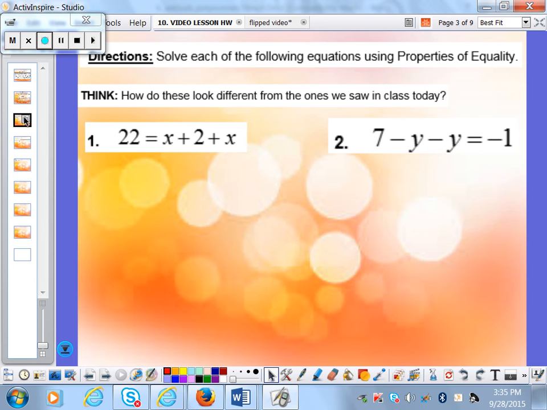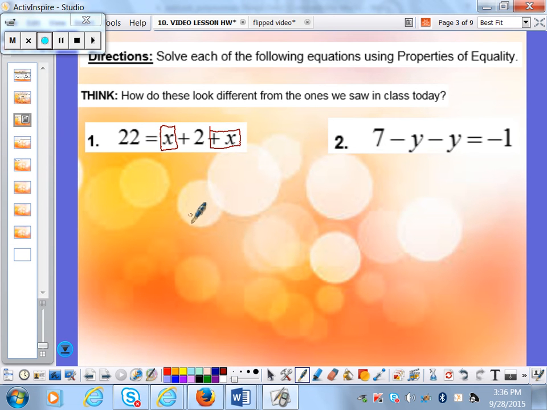Okay, so the directions are to solve each of the following equations using properties of equality. I'd like you to take a moment to look at the equations and think: do these equations look different from the ones we saw in class today? And if so, why are they different? Remember in class, I asked you to always box the variable that we need to solve for. These ones are different because the variable appears twice.